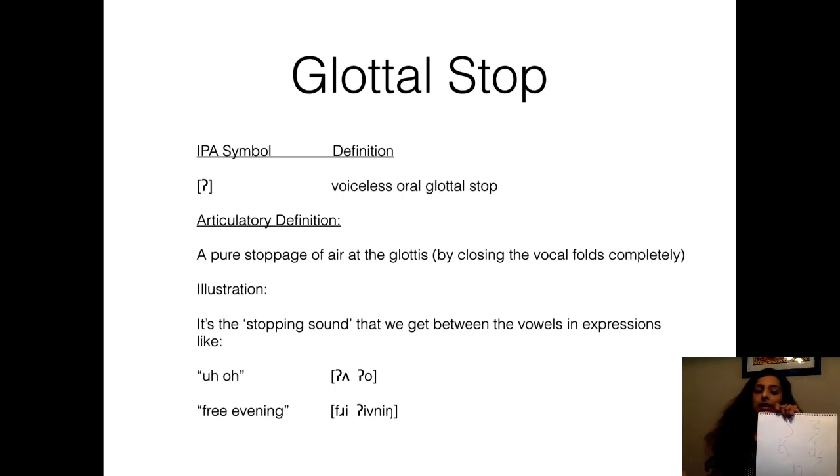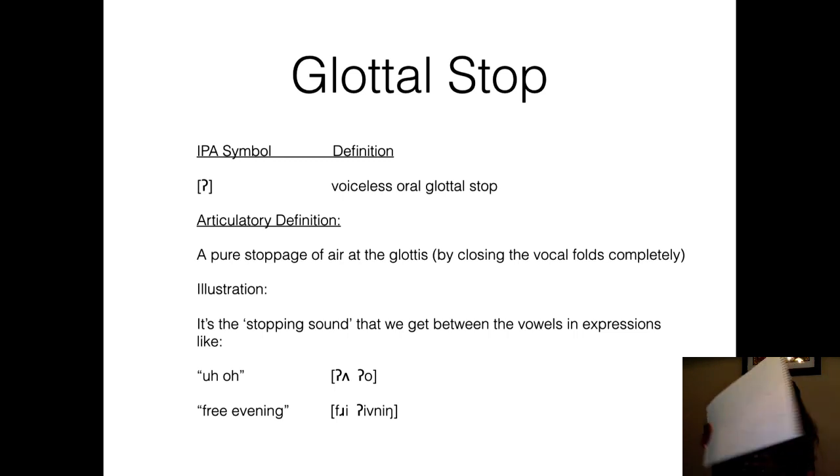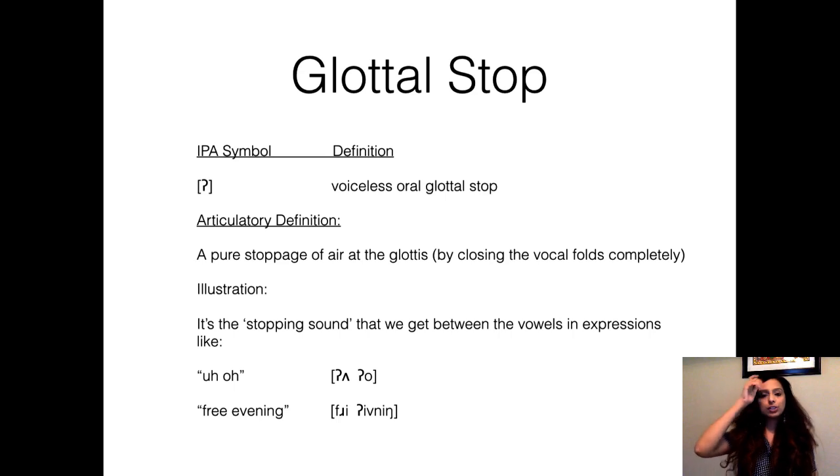And so it's defined as a pure stoppage of air at the glottis, and that's why it's called a glottal stop. The examples that I've given to you to understand where we use a glottal stop are things like oh, oh, oh. So you can see that the sound at the beginning is a glottal stop. And also in cases where you have two vowels, you insert the glottal stop in English. Like "free evening" is "free evening" as one term, and then you put in the glottal stop in between free and evening.